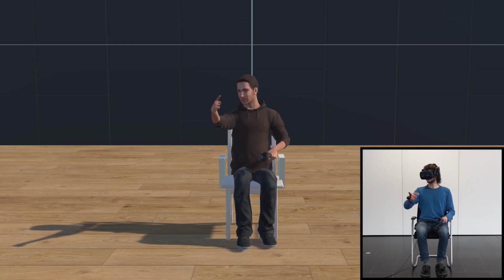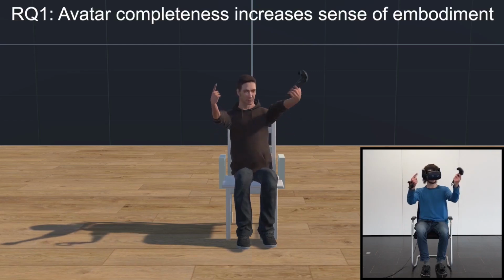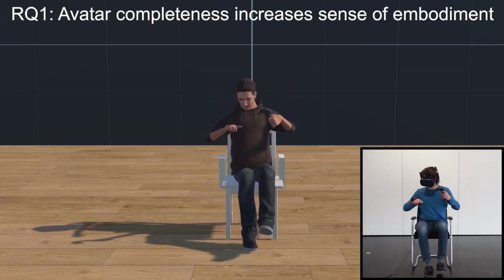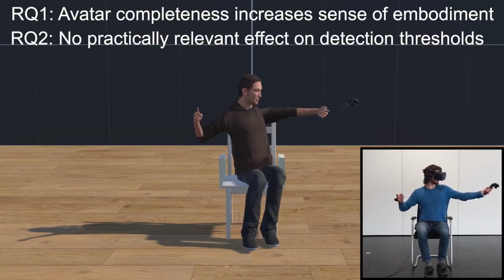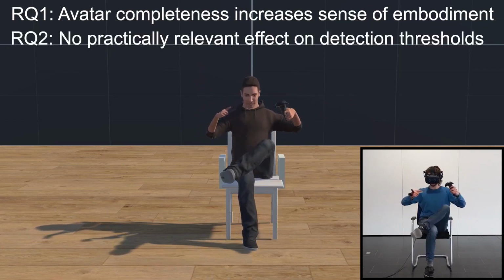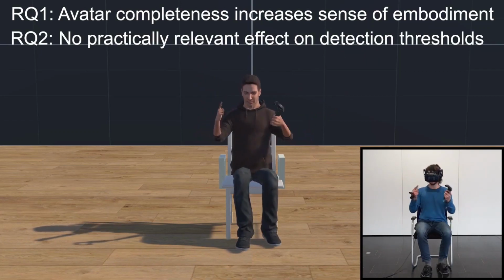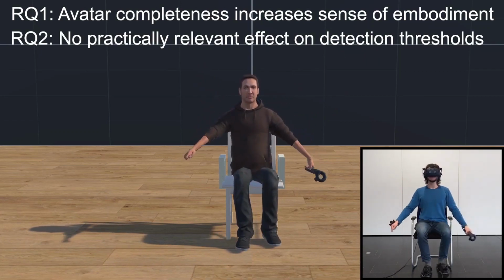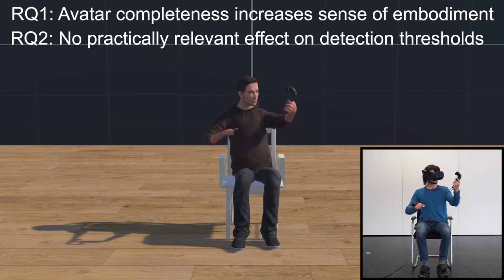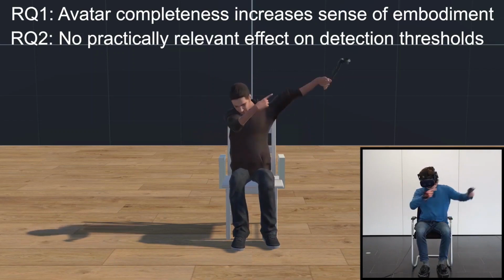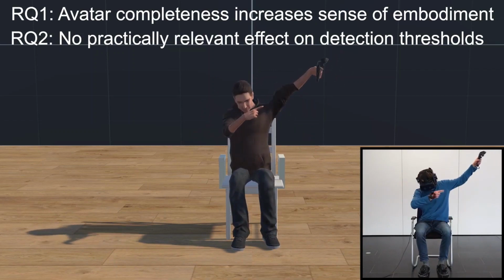To summarize, our results confirm that more complete avatars lead to an increase in embodiment, and our Bayesian analysis provides first evidence for the absence of a practically relevant effect on detectability of hand redirection. We conclude that designers can likely continue to use existing hand-based illusion techniques and their perceptual thresholds regardless of the avatar representation.